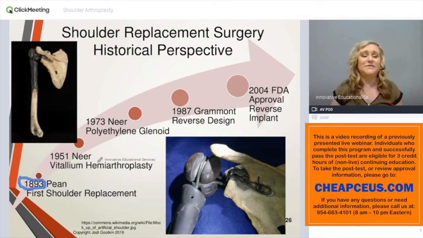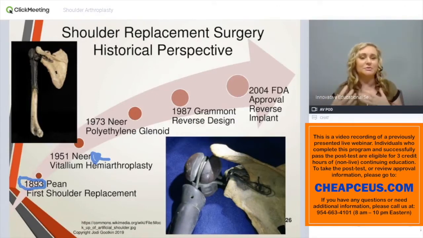Fast forward to the 1950s, Dr. Neer at Columbia Presbyterian in New York, he was working with individuals who had proximal humeral fractures, and he just wasn't satisfied with the outcomes of these individuals when there was just head resection done. So he developed the components for a shoulder arthroplasty. His patients were able to go back to some farming and carpentry activities.